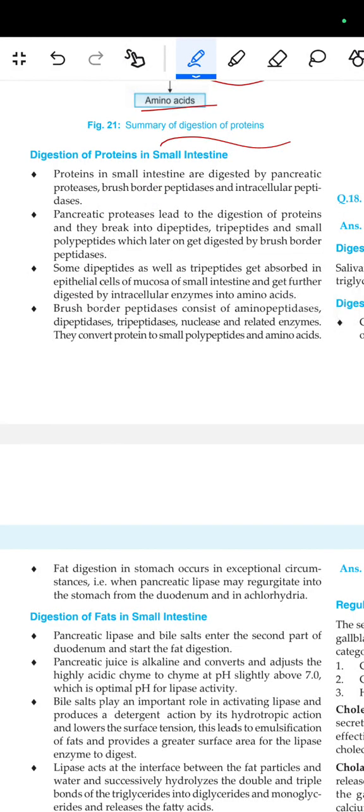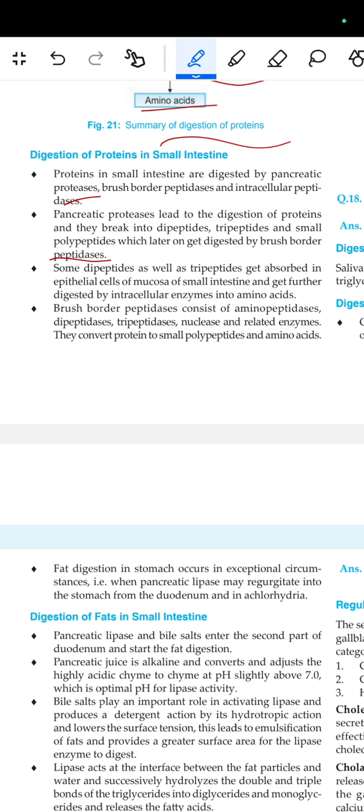Proteins in the small intestine are digested by the pancreatic proteases, brush border peptidases, and the intracellular peptidases. Pancreatic proteases lead to the digestion of the protein and they break it into dipeptides, tripeptides, and small polypeptides, which later on get digested by the brush border peptidases. Some dipeptides as well as tripeptides get absorbed in the epithelial cells of the mucosa of the small intestine and get further digested by the intracellular enzyme into the amino acid.